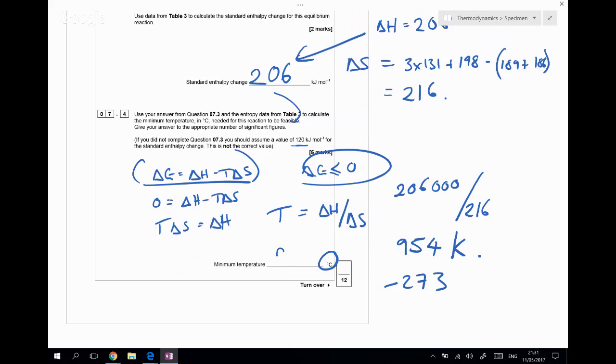And I get 681 degrees Celsius. Okay, so they add in an extra step there to point out that you need to know that you're working in Kelvin.